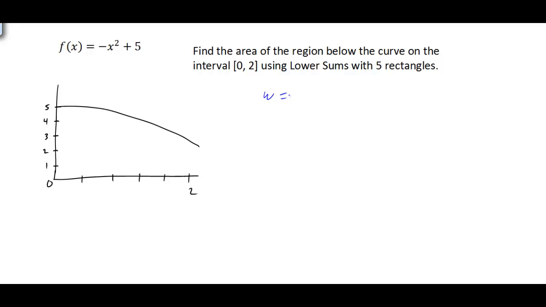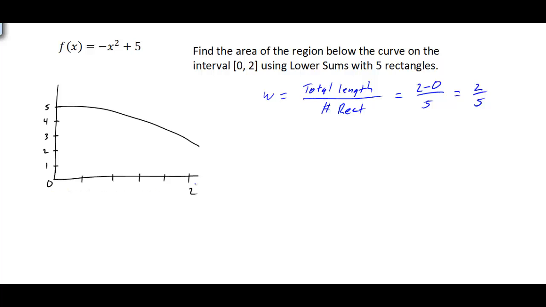So first of all, we need to calculate what is going to be the width of each rectangle. We want the width of each rectangle to be the same, so we need to take the total length divided by the number of rectangles that we want. So in this case, if our interval is from 0 to 2, we could simply take 2 minus 0 divided by the number of rectangles. So therefore, we're going to use a width of 2/5.